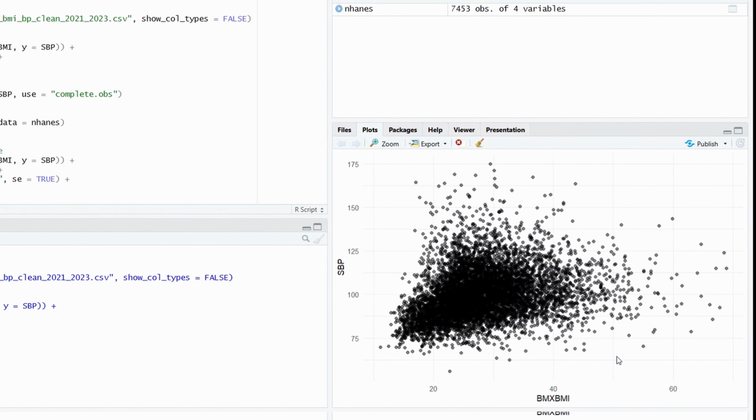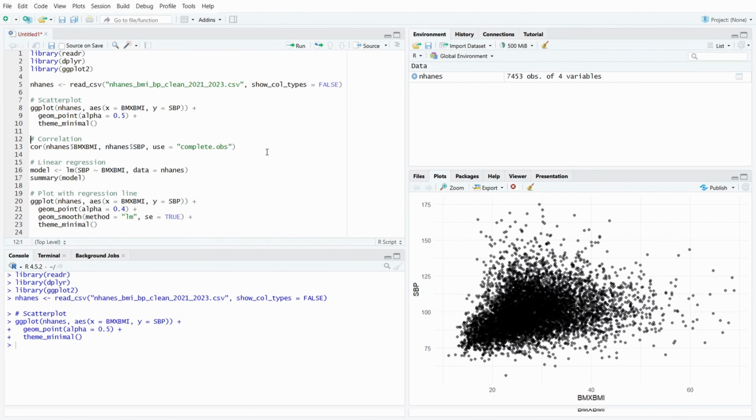Next, we calculate the correlation coefficient between BMI and systolic blood pressure. Correlation tells us the direction of the relationship, positive or negative, and the strength of the linear association, from -1 to +1. A positive value means as BMI increases, blood pressure tends to increase. A value closer to 0 would suggest a weak relationship. We use use equals complete.obs to ensure we only include participants who have both BMI and blood pressure recorded.